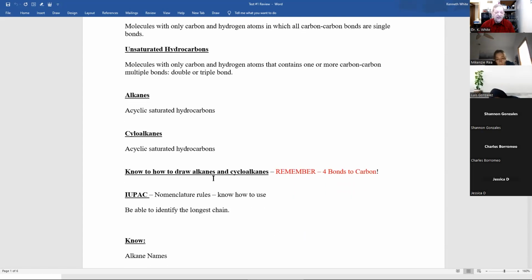Now, I have the definitions of alkane and cycloalkane. I'll never ever ask that on a test, but I put it down here just to be complete. Now you should know how to draw alkanes and cycloalkanes. Remember, on test 1, your friend will be: how many bonds to carbon? 4. How many bonds to carbon? 4. 1, 2, 3, 4 bonds to carbon.